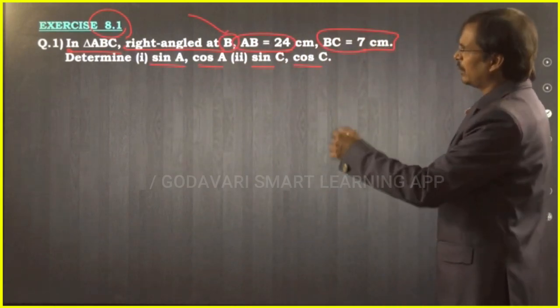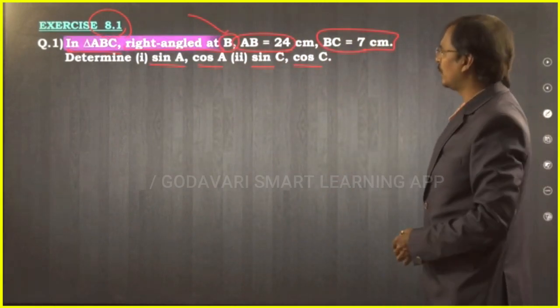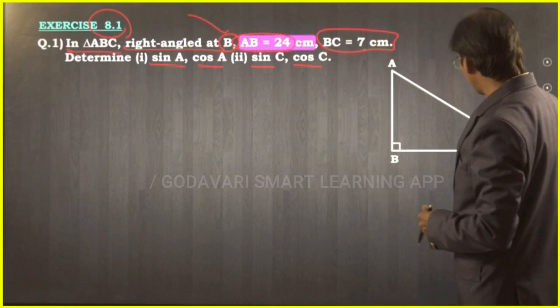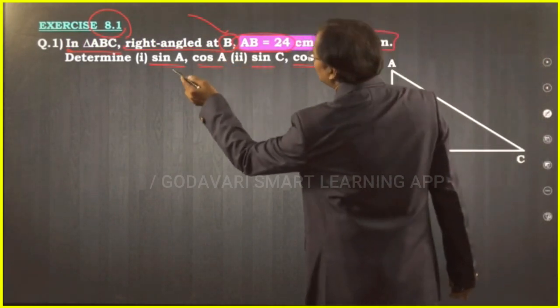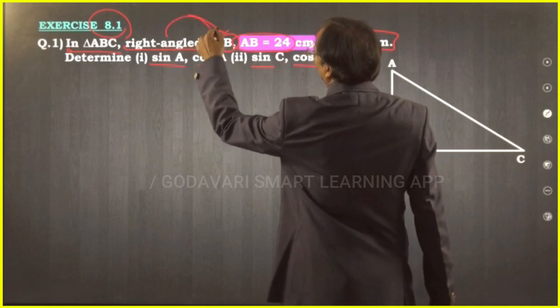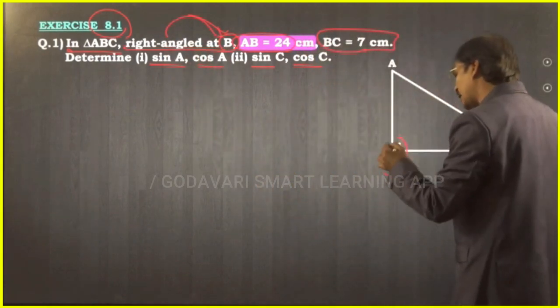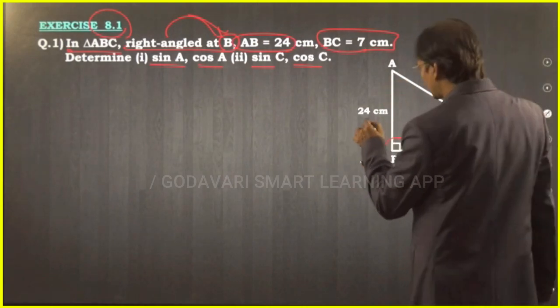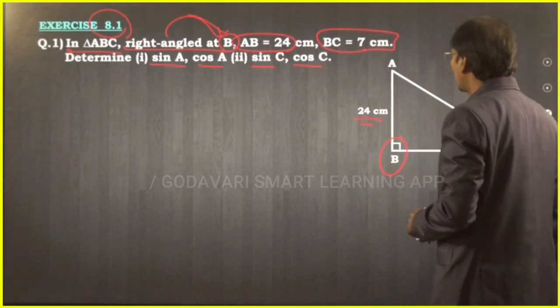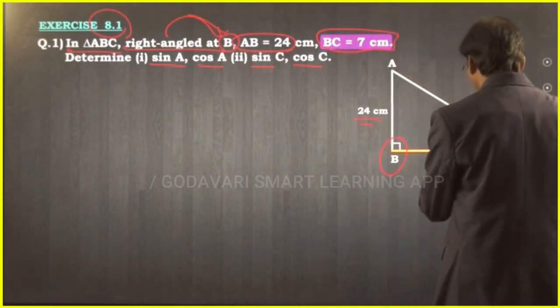Before going to solve the problem, we have to draw a diagram. Given is a right angle at B, that's why here we should make the right angle at B. The side AB is 24 centimeters. The side BC is 7 centimeters.